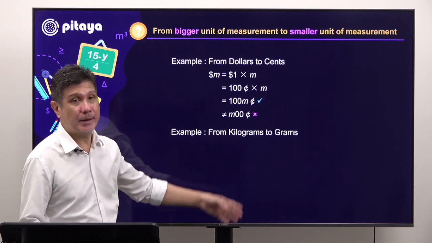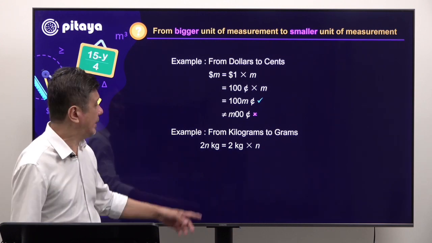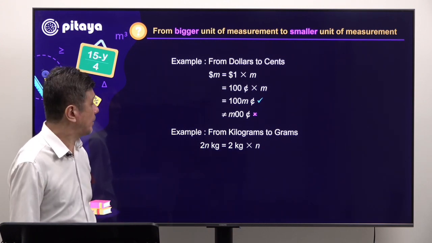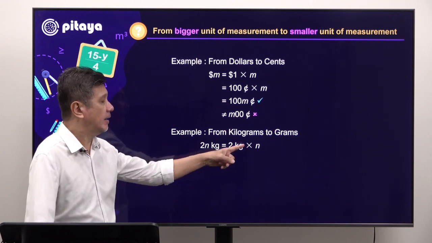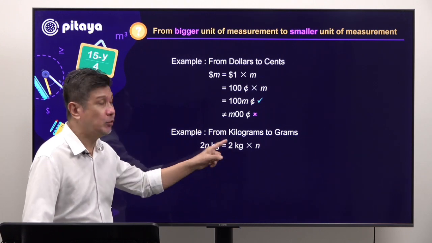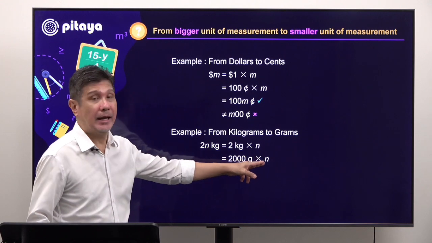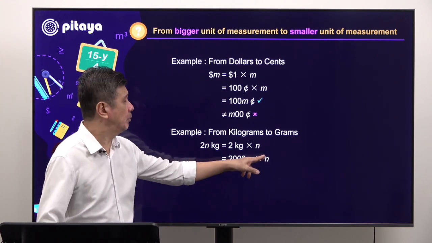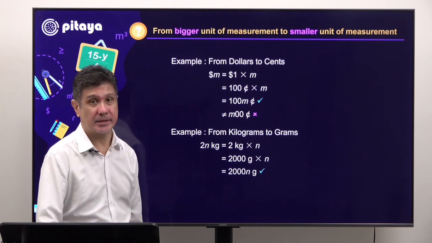Okay, what about kilograms to grams? Let's try another example. So instead of using 1, now we have 2N. So for example, if you have 2N kg, what I'm going to do is separate the N from the number. So you have 2 kg times N. The 2 kg is the one you change to grams. So that will be 2000 grams. And now that this is done, put the N back in. So that will be 2000N grams.